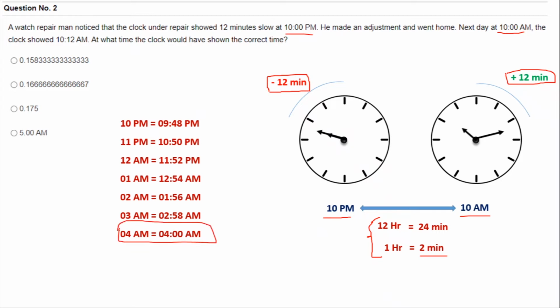But unfortunately we can see there is some problem with the options shown here. The three of these options are actually wrong. It is not the correct options. So the correct answer will be 4 a.m. So there is some mistake in the options. Let's move to the next question.